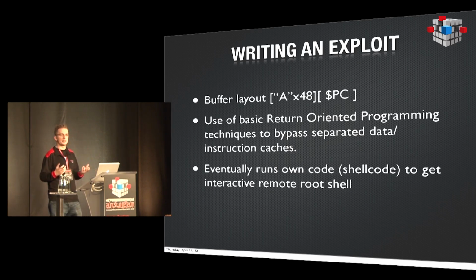So where to go from here? I mean, we could put our shellcode in the same buffer on the stack and then jump to that. But there's a little problem. On MIPS, the instruction and data caches are separated. So at the time we try to jump to it, there will be some cache incoherency, and the CPU won't actually be able to execute the instructions that came in through a data segment on the stack. So we use some basic return-oriented programming to bypass this and still be able to jump to our payload on the stack. And using this, eventually we should be able to run our own code, or shellcode, and get an interactive remote root shell from the outside.